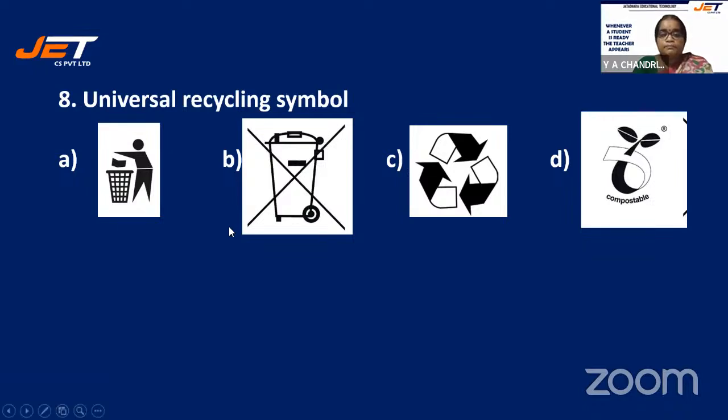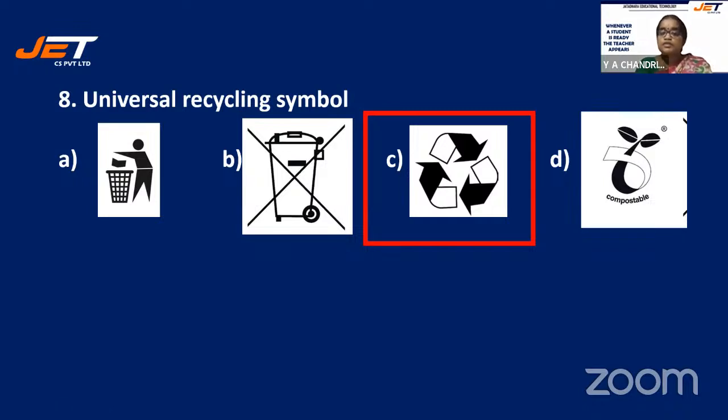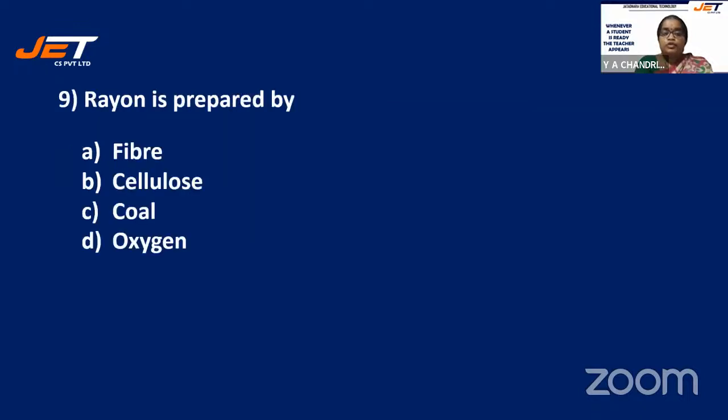Let us move to the next question. Universal recycling symbol. I hope you all are aware of this symbol. Okay, let us see the answer. It is option C. Option C is the symbol for universal recycling. Let us move to the next question.